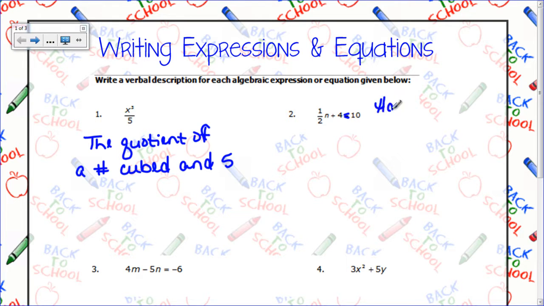I'll say half a number. That represents my variable. Increased, I'm going to say increased by, that shows addition, so increased by 4. You could say plus 4, you could say added to 4, you could say more than 4, somehow to show that it is getting bigger. Is gives us the equals 10. And so that's how we would write that equation as a verbal expression.